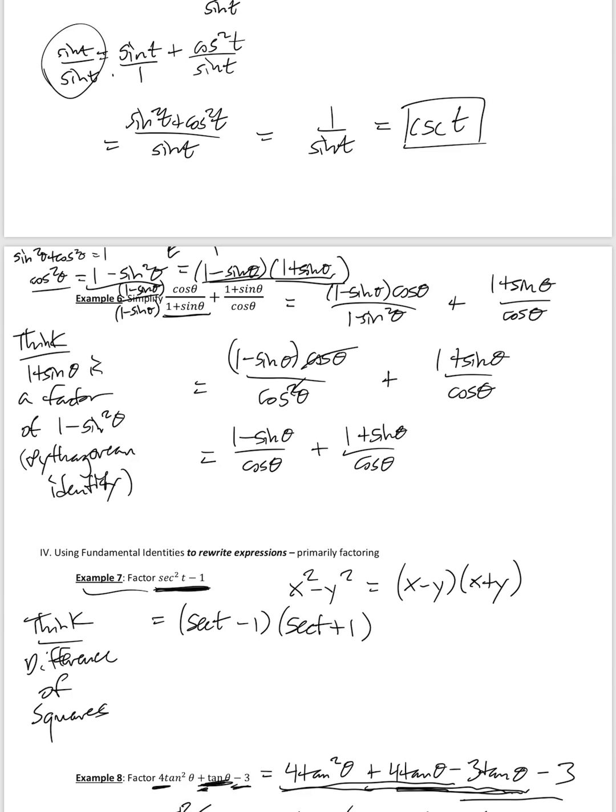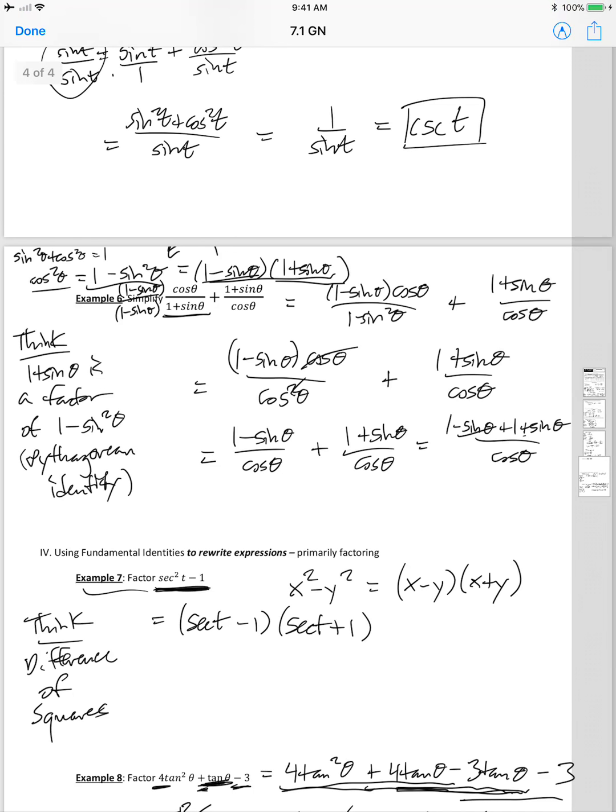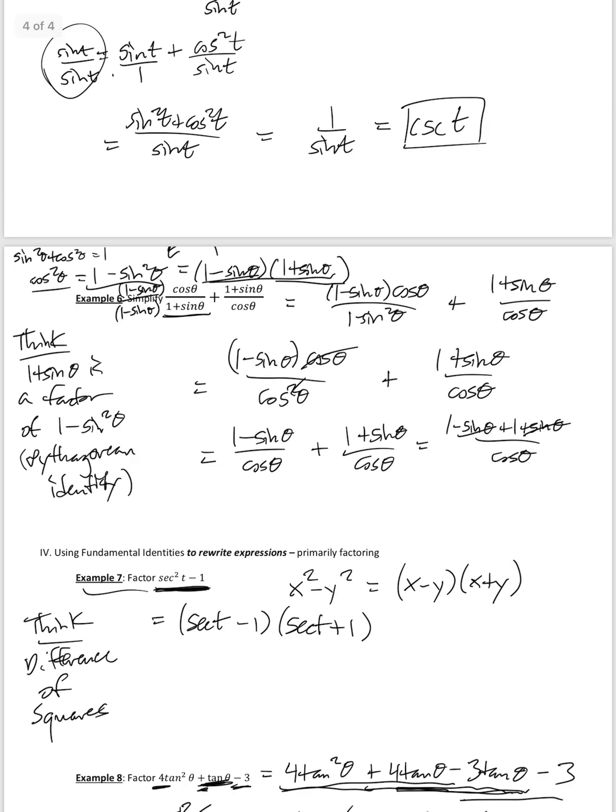I have two fractions. I need to add them. Happily, I already have the same denominator. So 1 minus sine theta plus 1 plus sine theta all over cosine theta. In the numerator here, minus sine theta plus sine theta cancels out. 1 plus 1 is 2 over cosine theta. And for clarity so you can see more clearly, if I factor out that 2, I have 2 times 1 over cosine theta. 1 over cosine theta is secant. So this whole expression simplifies to 2 times the secant of theta.